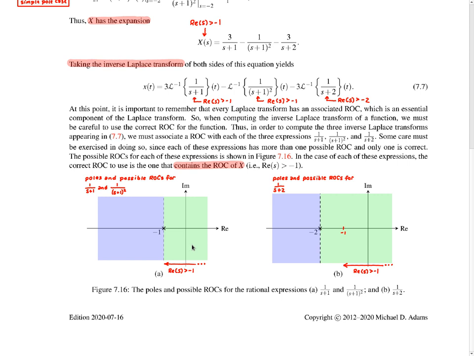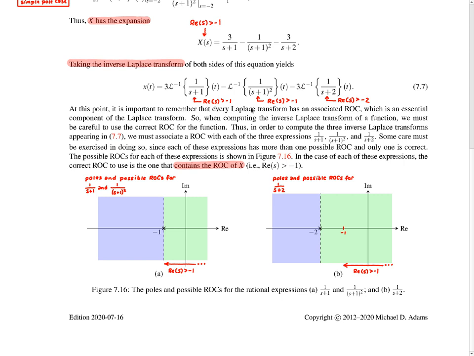Now recall from earlier, we said that the region of convergence must include the real part of s greater than minus 1. So here the region real part of s greater than minus 1 is contained in this green region, in other words in this right half plane. So when we're taking the inverse Laplace transform of 1 over s plus 1, we want to choose the region of convergence for it to be this right half plane. In other words, the real part of s is greater than minus 1.